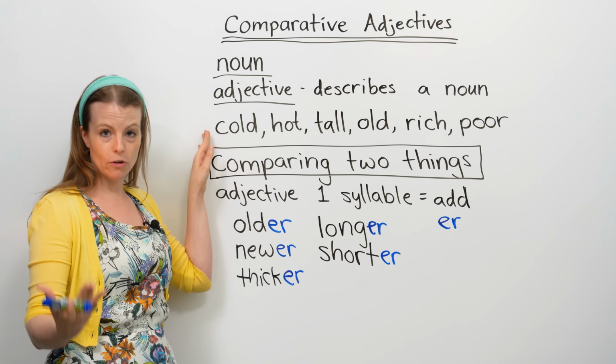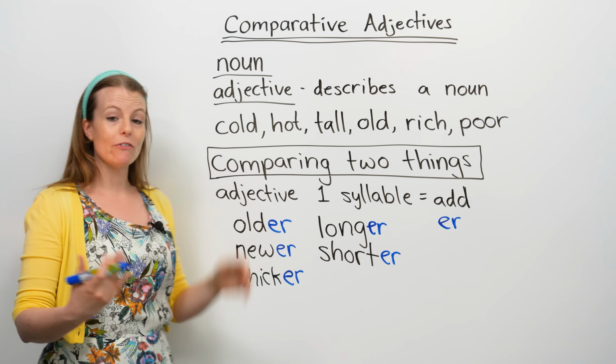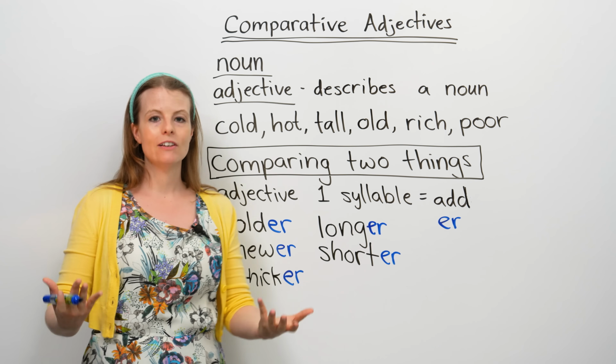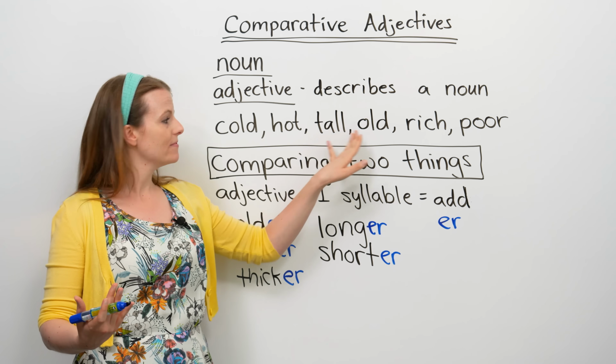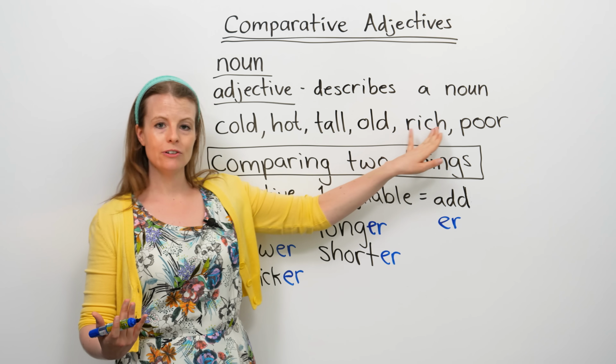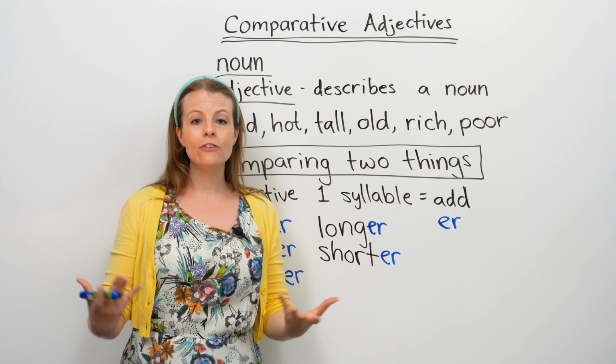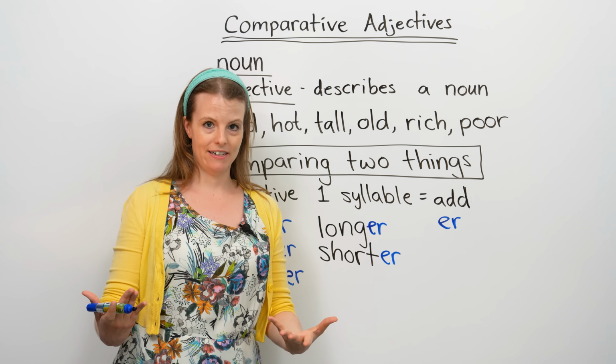Okay, so here are some other examples of adjectives. We can use the word cold, okay? Right now I'm cold. We can use the word hot, that's an adjective. Tall, old, rich, poor. We use these words to describe something, okay?